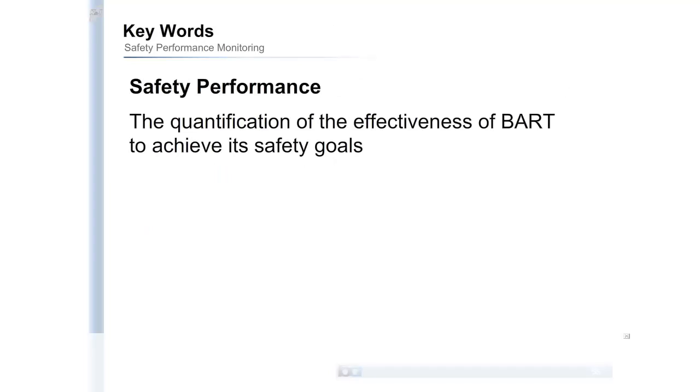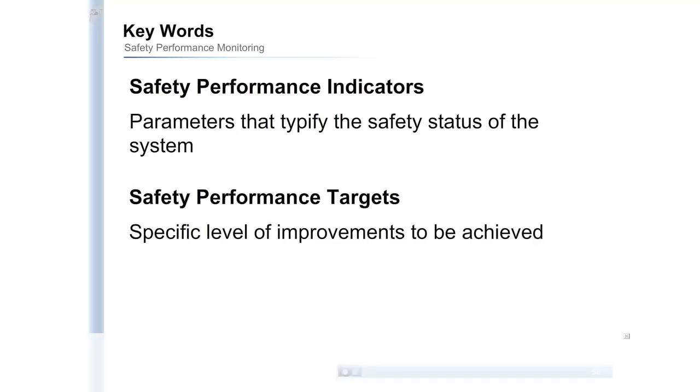Safety performance can be defined as the quantification of the effectiveness of BART to achieve its safety goals. Safety performance requires BART to define indicators and targets to quantify the effectiveness of the agency to achieve its safety goals. When it comes to safety performance monitoring, here are two keywords. Safety performance indicators: parameters that typify the safety status of the system. Safety performance targets: specific levels of improvement to be achieved.